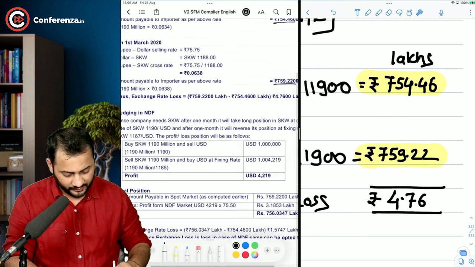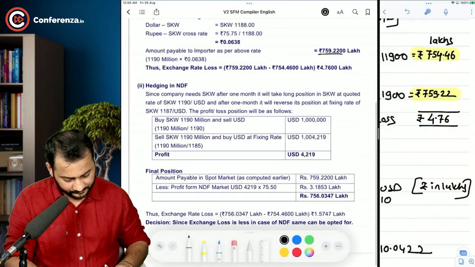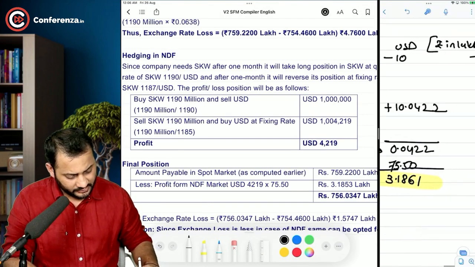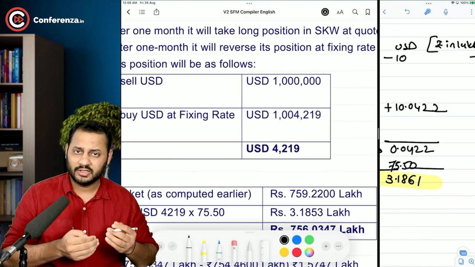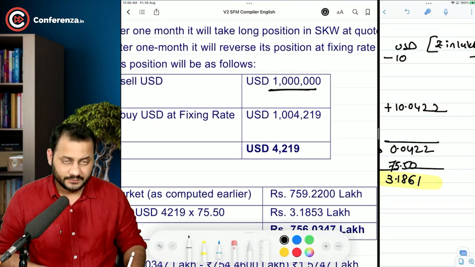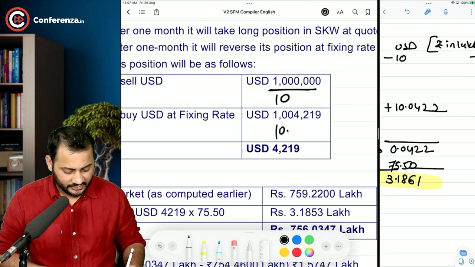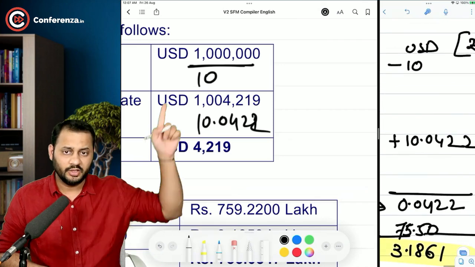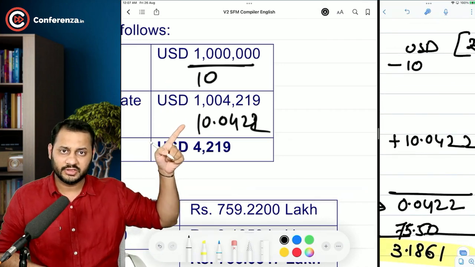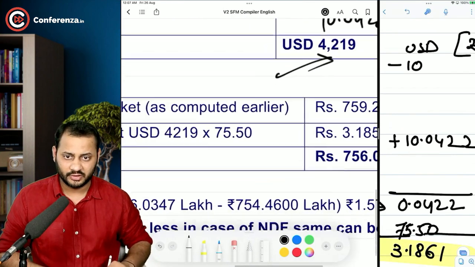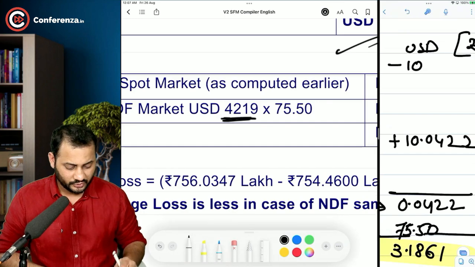Now what is happening? Just understand here. When you do the hedging, the mistake they have made is that the question clearly asked us to do the calculations in terms of lakhs, but they are writing the entire value. So this is 10 lakhs. Do you agree? This is 10 and this is 10.0422. So this is what we have written here: 10 sold and 10.0422 received. So what is the benefit? 4,219 of US dollar. And what are we going to do with this 4,219?